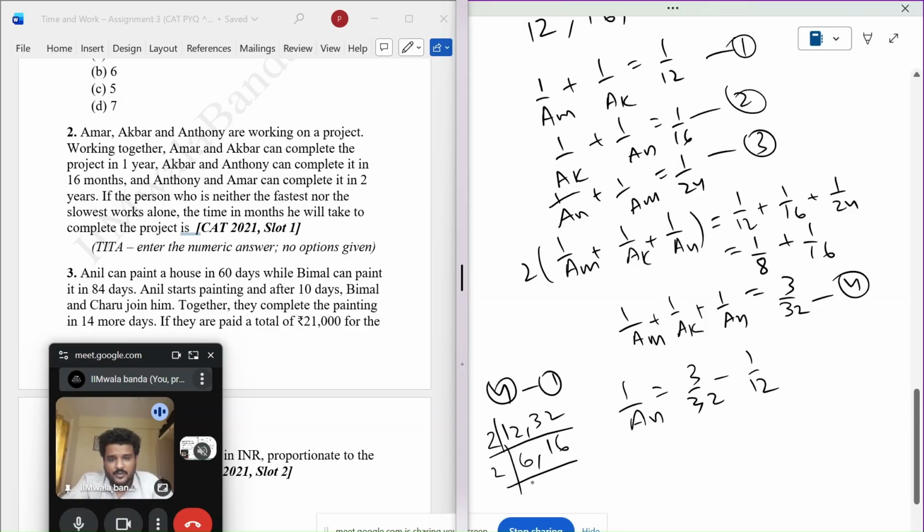Now, again, I can see 2 is common. Now, nothing is common. So 8, 16, 24 into 4, 4 for 16, 4 to the 8, 96. So 96, this is what? 3 times, so 9. This is what? 12, 5 is 60. So 72, 6, 8 are, right? So this comes out to be 1 by 96.